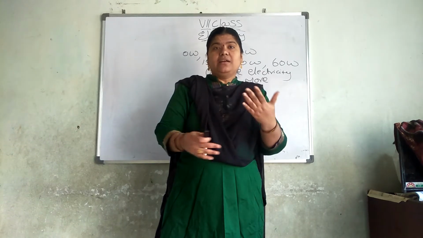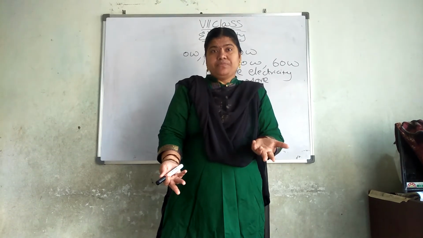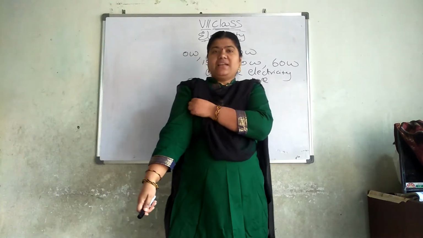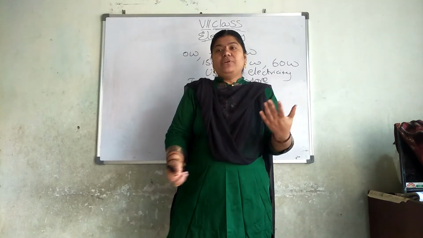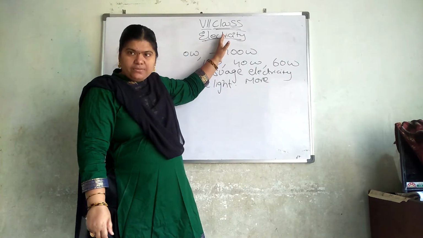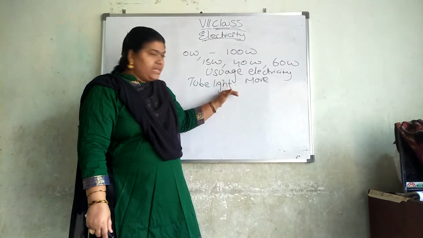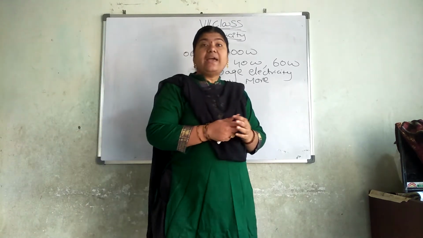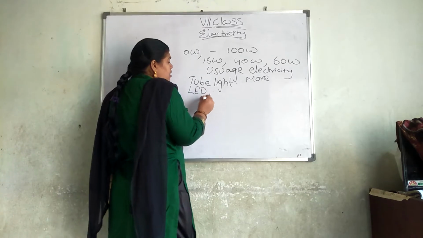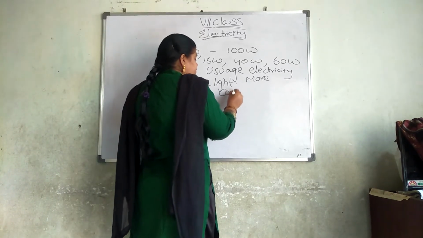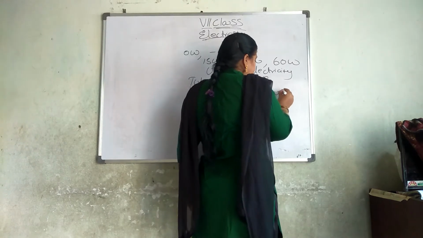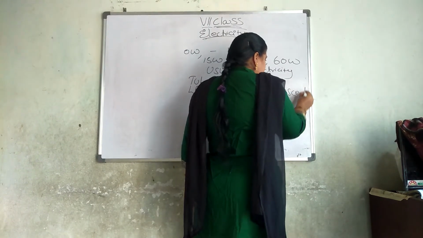Nowadays, again, the number of scientists is increasing. At that time Thomas Alva Edison did a lot of research and he invented the bulb. Now the people have stopped using these bulbs and they have stopped using these tube lights. What are they using? They are using LED or compact fluorescent lamps.